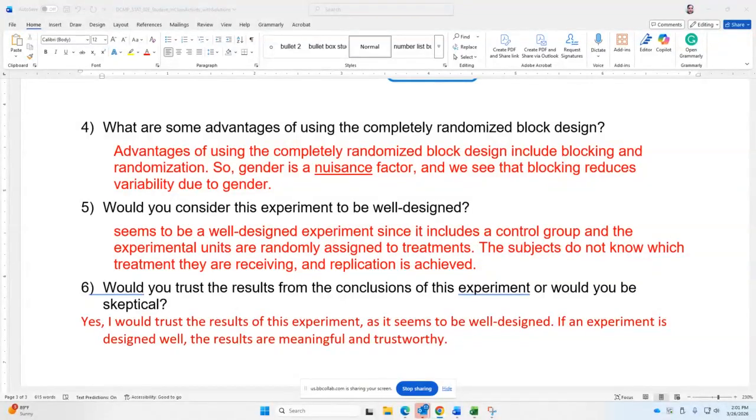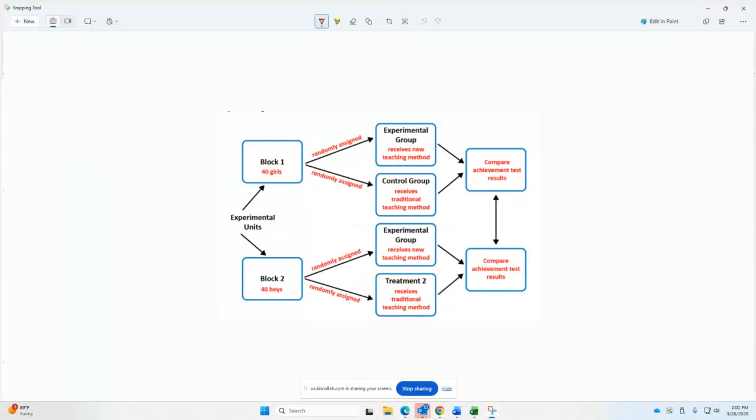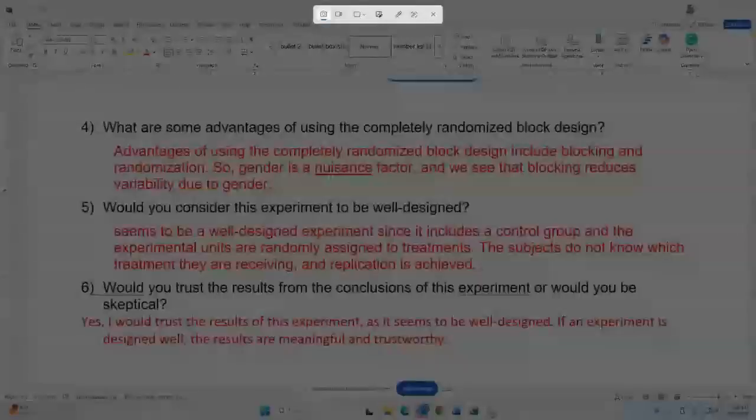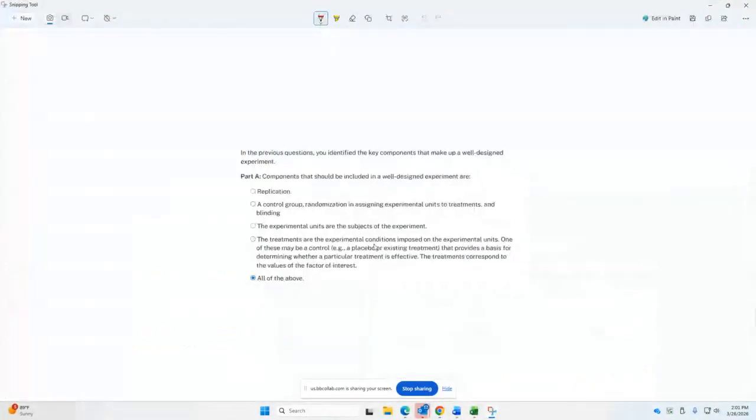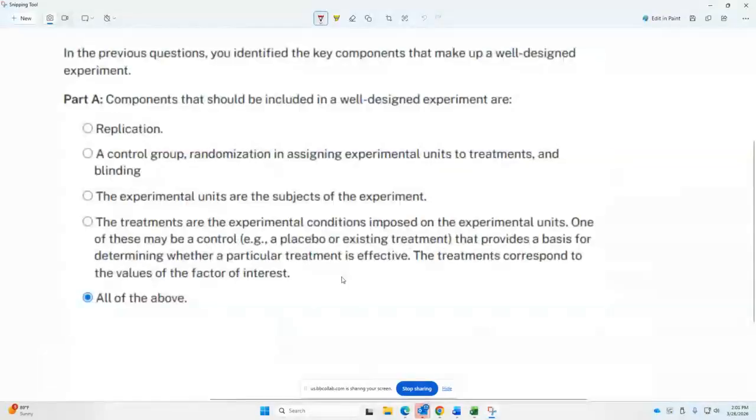I had them already typed, and for some reason my file didn't come out. So let me just again snip this and show you from the previous assignment what is a well-designed experiment. A well-designed experiment from the previous assignment has these components. A well-designed experiment has replication, right? You repeat it hundreds and thousands of times. You also have a control group, randomization in assigning experimental units to treatments, and blinding, right?